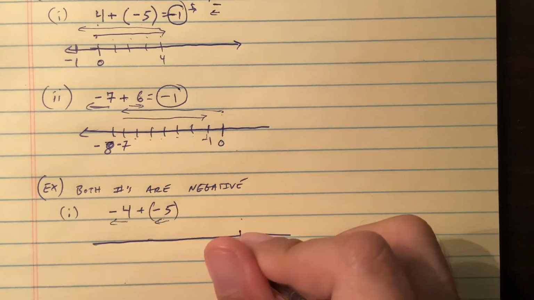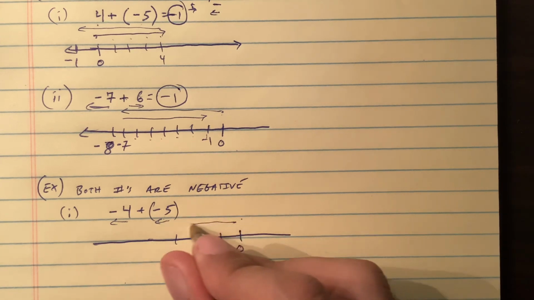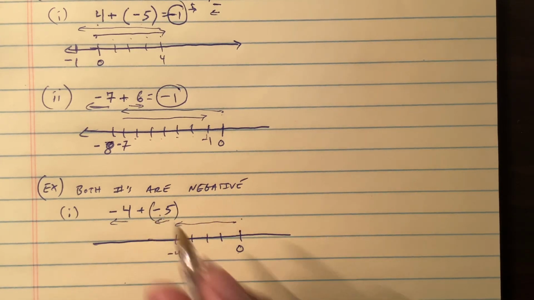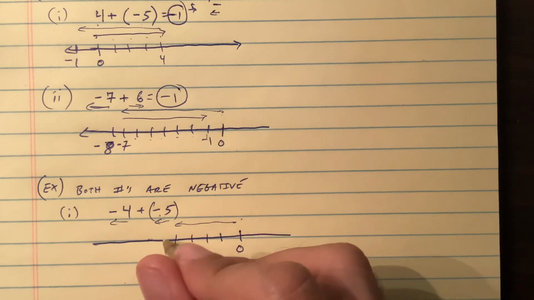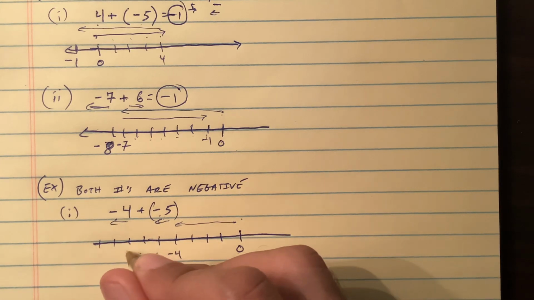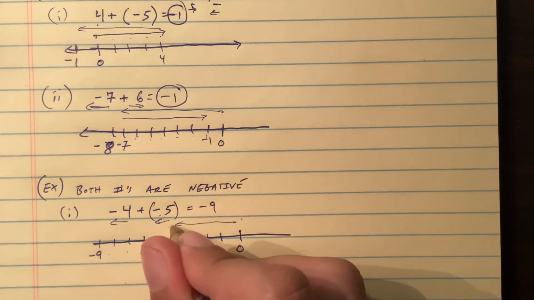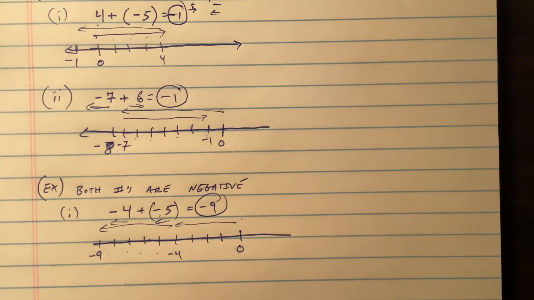We're going to move to the left 4. 1, 2, 3, 4. And then we're going to go another 5 to the left. 1, 2, 3, 4, 5. So negative 5, negative 6, negative 7, negative 8, negative 9. All right, and there we have it.